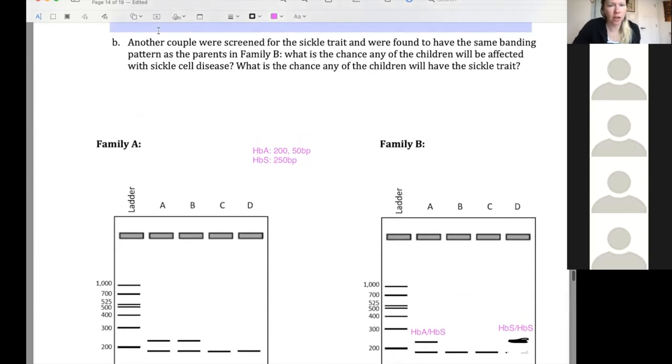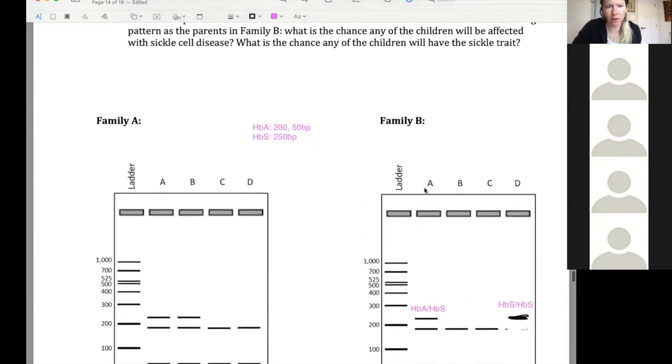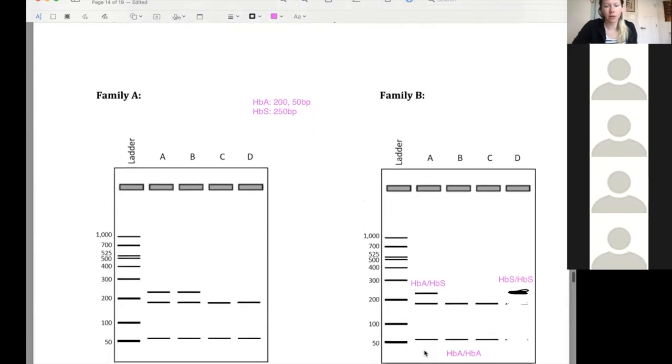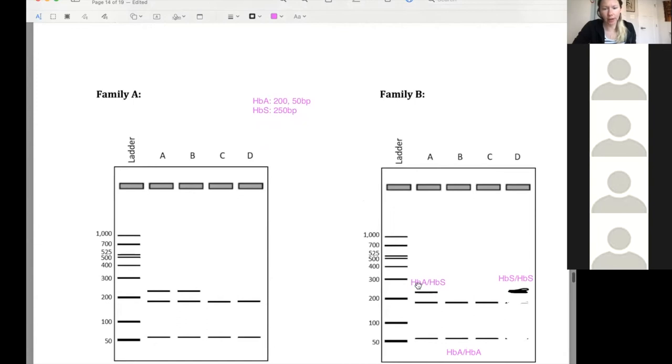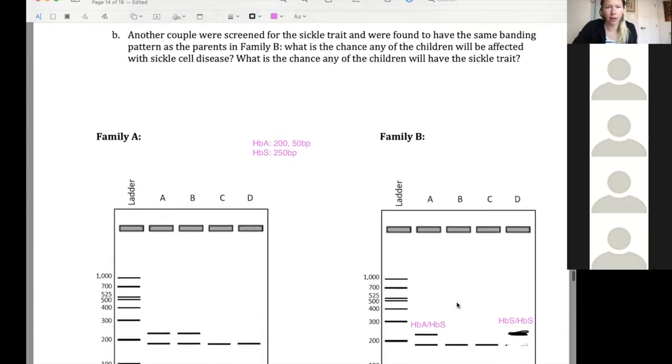This question B here, it's talking about these two parents from family B. So one of the parents is heterozygote, the other is homozygous normal. And it asks us to calculate the chance that their children will be affected with sickle cell disease. So HBA, HBS, and then the other individual is just HBA, HBA.